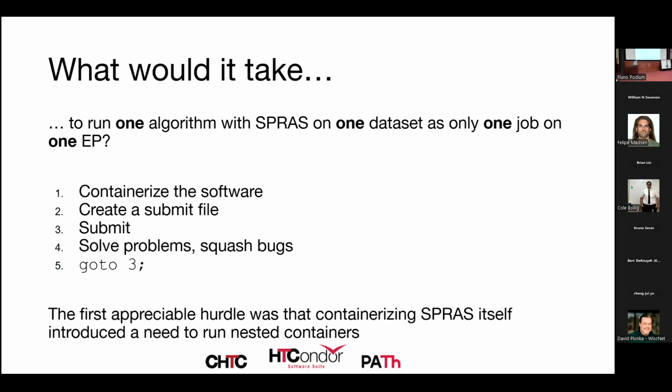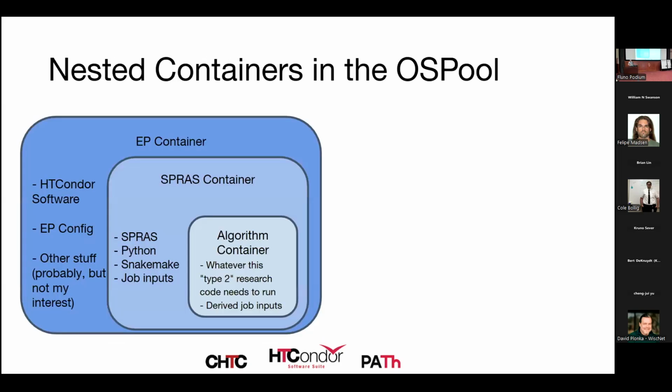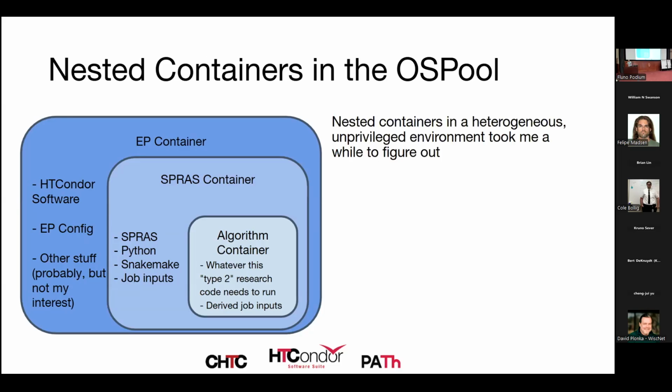Now, the first real hurdle that I encountered in this process was that containerizing Sprass introduced a dependency on nested containers. So remember, Sprass itself wants to run each of these different pathway reconstruction methods in its own container. So if I containerize Sprass, now I have to do nested containers in something like the OS pool. So I am not an expert in this kind of container stuff. I'd love for you experts, and I know there are a few of you in the audience, to come talk to me about some of this. But this is one of those things that was kind of difficult for me to figure out, and it took me a little bit to get right.